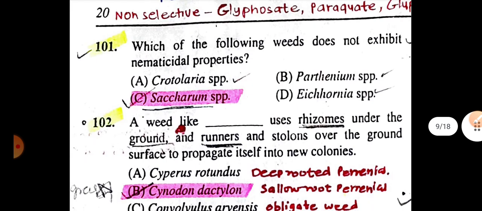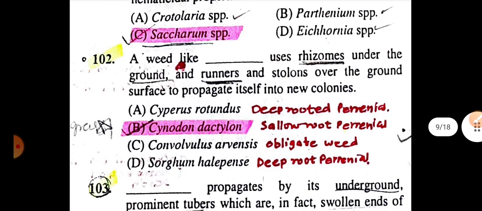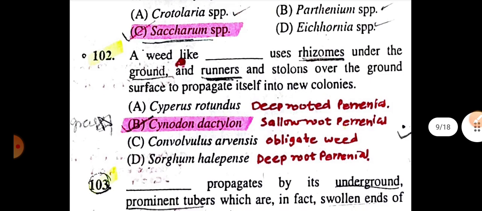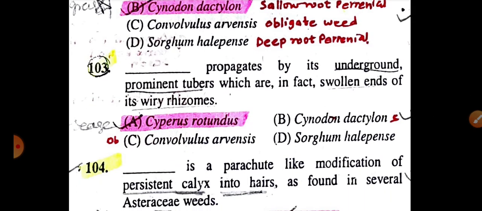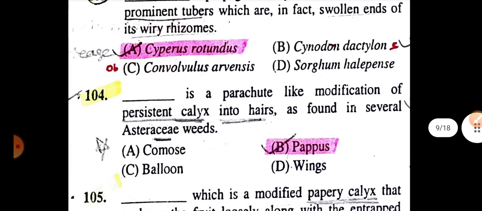Which of the following weeds does not exhibit nematicidal properties? Saccharum species, while Parthenium, Eichhornia and Crotalaria exhibit nematicidal property. A weed like Cynodon dactylon uses rhizomes under the ground and runners and stolons over the ground surface to propagate itself into a new colony. Cyperus rotundus propagates by underground prominent tubers, which are in fact swollen ends of wiry rhizomes.